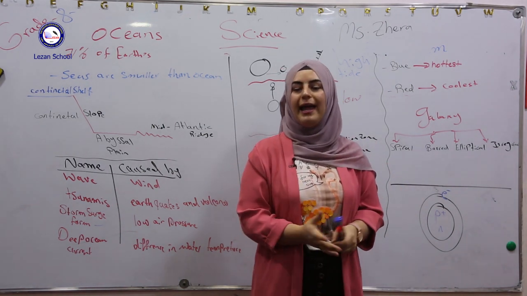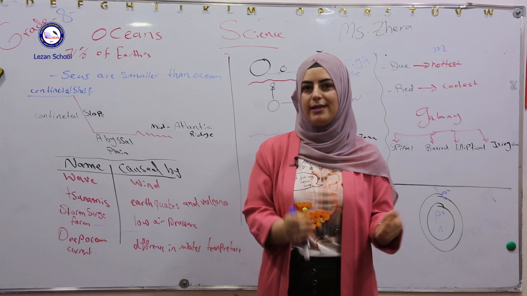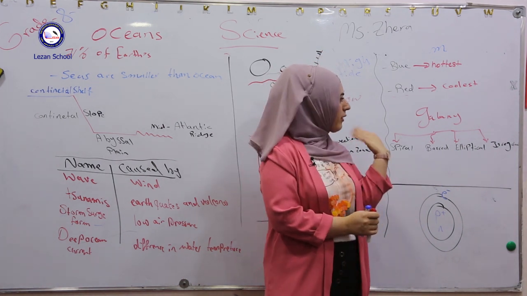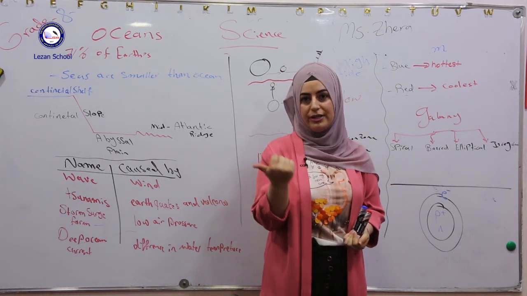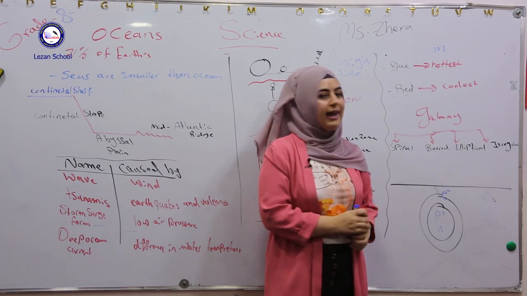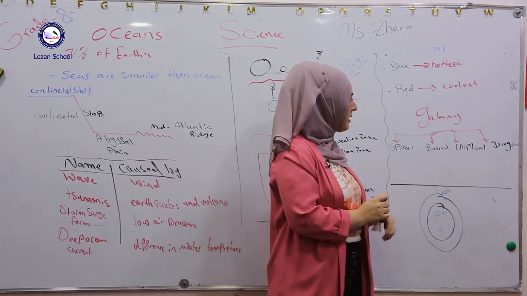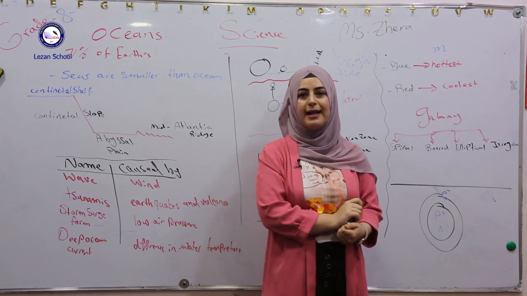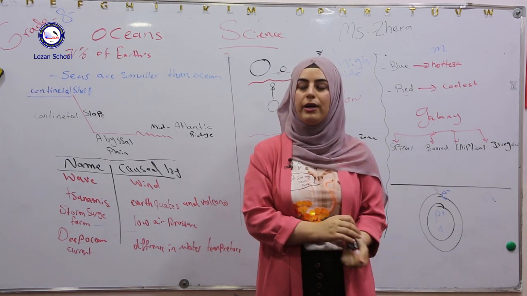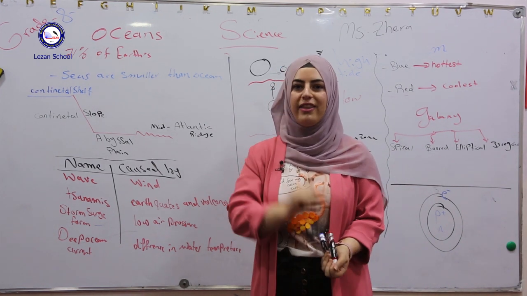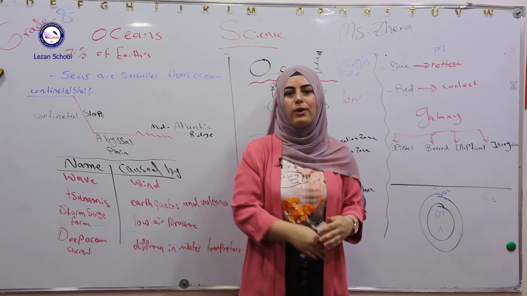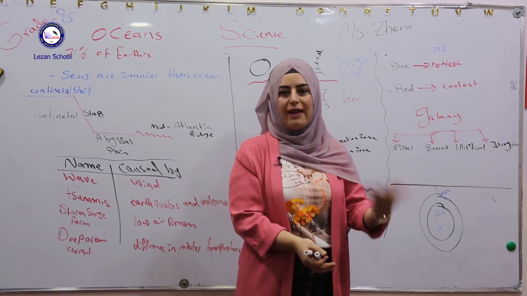We will talk about the galaxy. What's a galaxy? A group of stars is called a galaxy. We have four kinds of galaxy, depending on the shape. For example, spiral galaxy, barred galaxy, elliptical galaxy, and irregular galaxy. Irregular galaxy is called that because it doesn't have any particular shape.